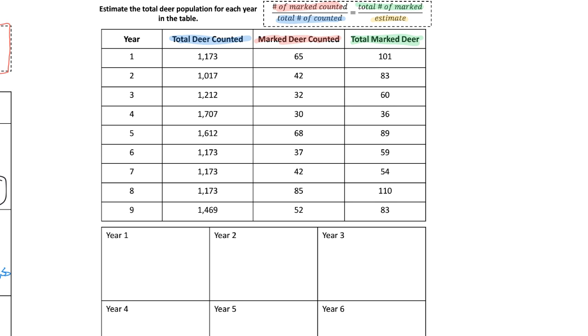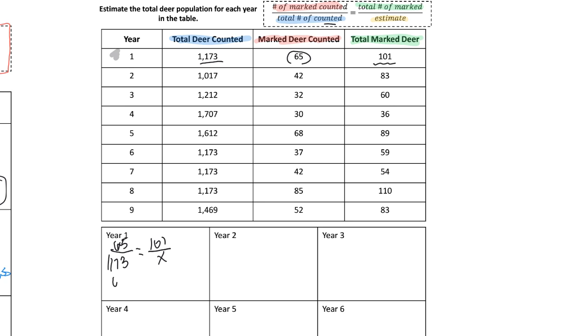So let's look at year one. Year one has number marked counted 65. So we do 65 over the total number counted, which is 1,173, equals the total number marked, which is 101, over the estimated population. 65 over 1,173 equals 101 over x. And then you cross multiply and solve.